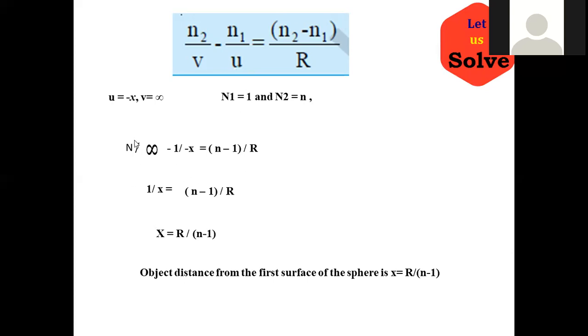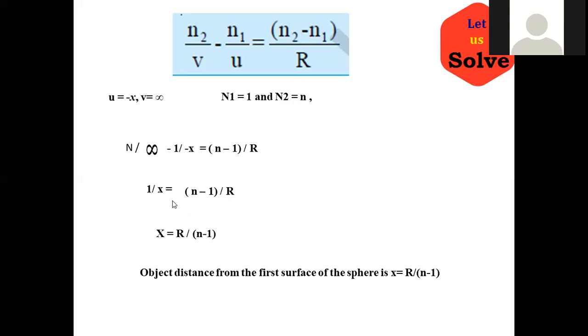If you are considering mathematics, if the infinite value is present in the denominator, 1 by infinite is always equal to 0. Any term divided by infinity will become 0 only. So n by infinity, this entire term will become 0. Then 1 minus 1 by minus x is there. Minus into minus will become plus. So 1 by x is equal to n minus 1 by r. So this is the equation.